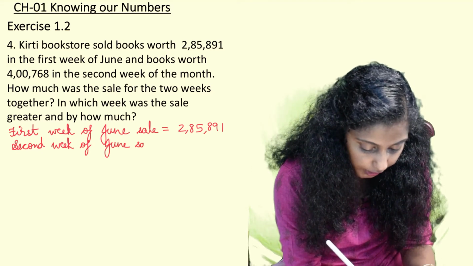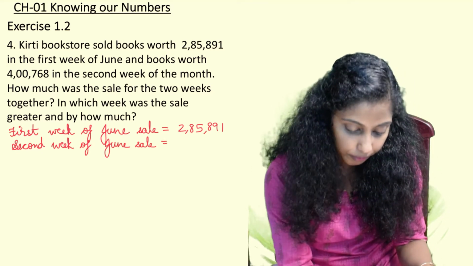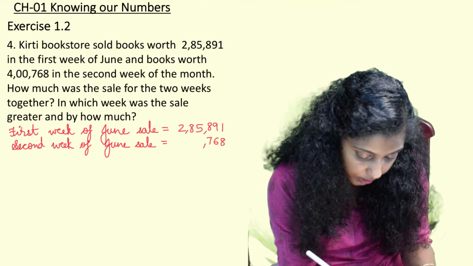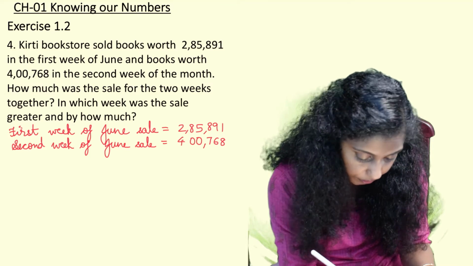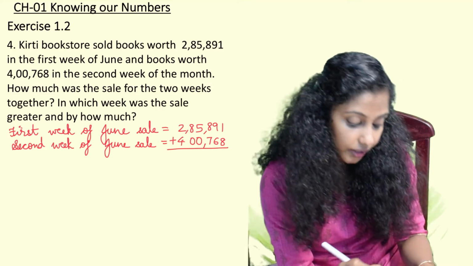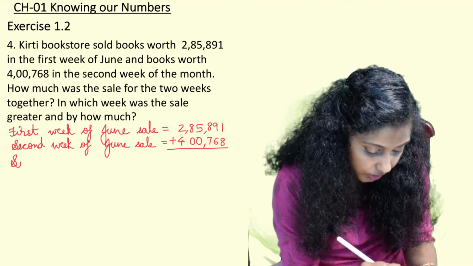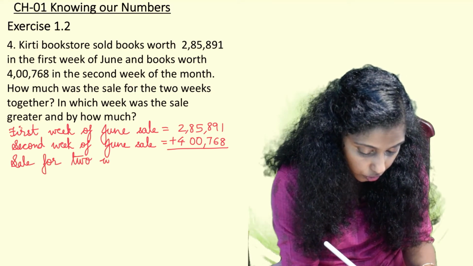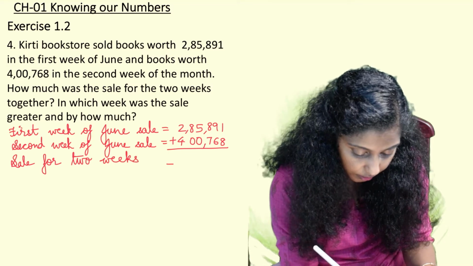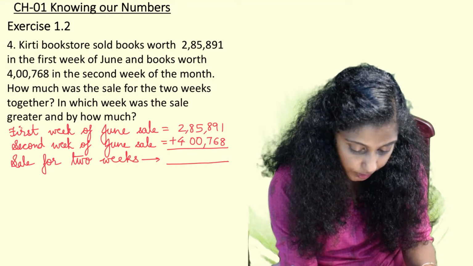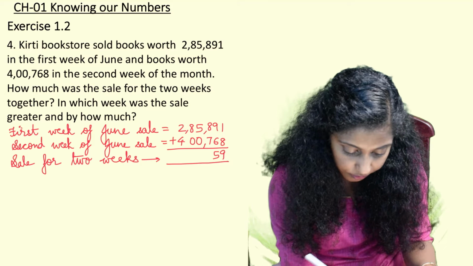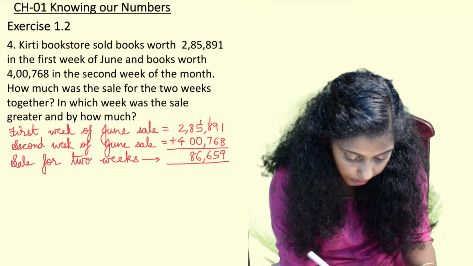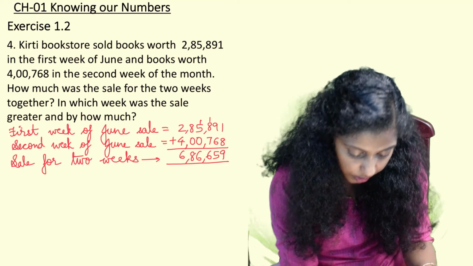of June sale, but we always write from the units place, 867, 0, 0 and 4, and this we are finding the total sale for 2 weeks. So we write sale for 2 weeks. We are finding the total. 819, 9615, 718, 816, carry 1, 516, 8, and this is 6.